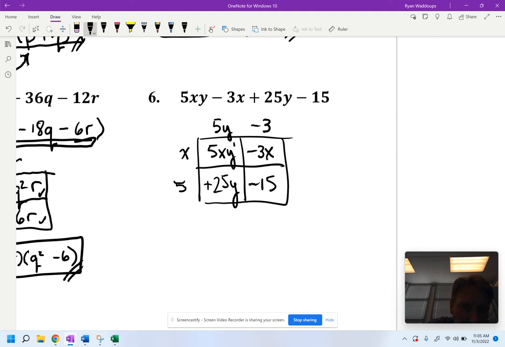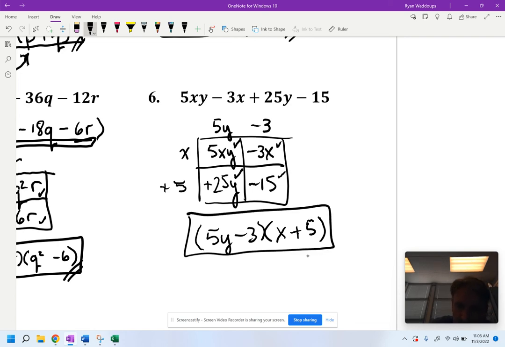5y times x is 5xy. Yes. 5y times 5 is 25y. Yes. Negative 3 times x is negative 3x, and 5 times negative 3 is negative 15. So that settles it. 5y minus 3 times x, and this is positive, so x plus 5. And those are the factors.